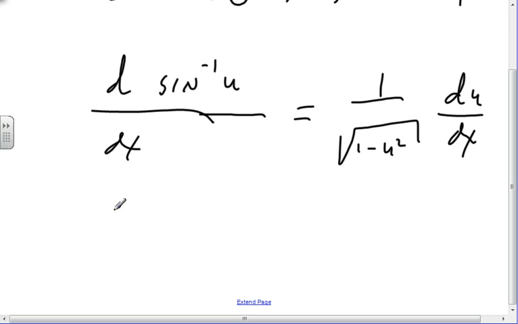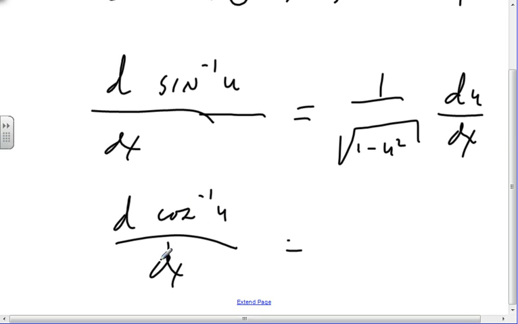And if I want the derivative of the arc cosine of u with respect to x, then that's going to be minus 1 over the square root of 1 minus u squared du dx.